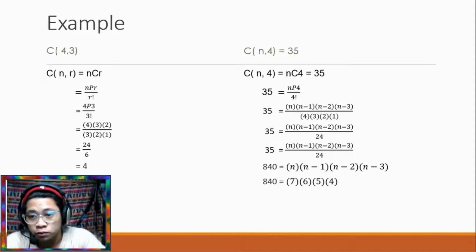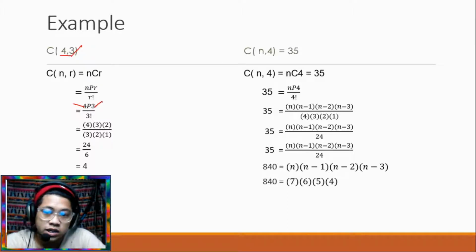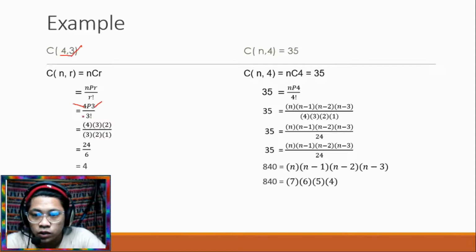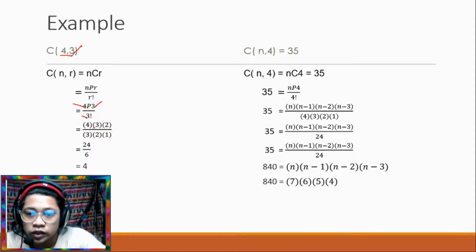So, substitution po tayo. Given that 4 is our n, so substitute natin si 4 sa n. That's why we have 4 here. Then, yung ating r is 3, substitute natin dito, then we have 3. Same thing dito sa baba, we have 3 factorial from r factorial. Ni-substitute lang po natin. Now, next is we have 4, 3, 2.